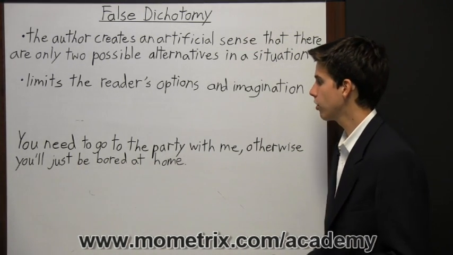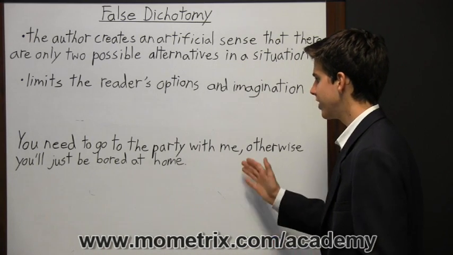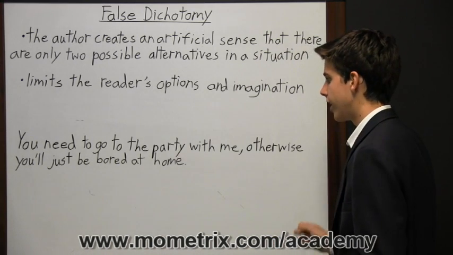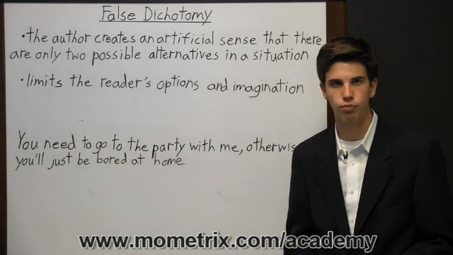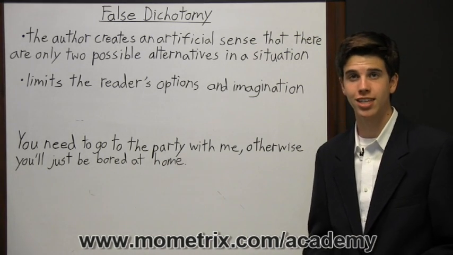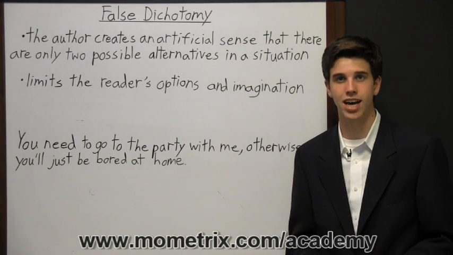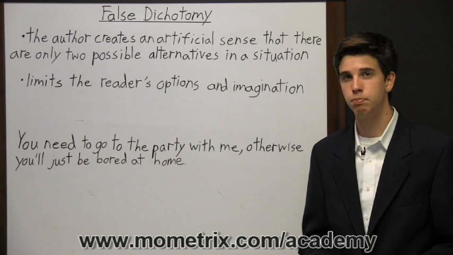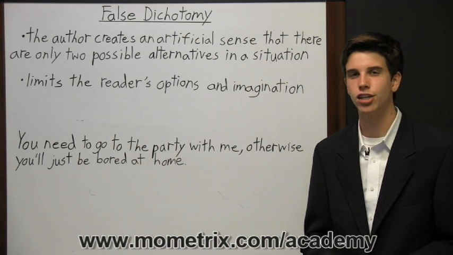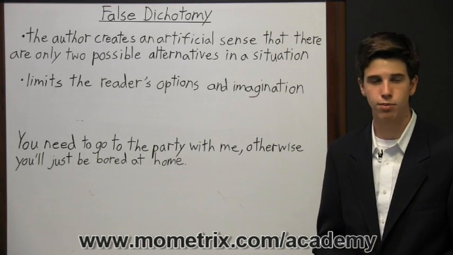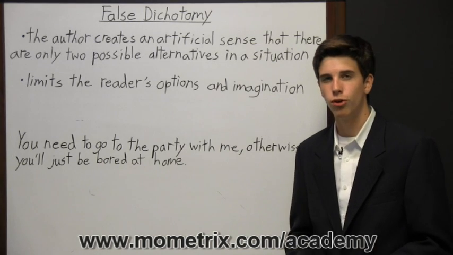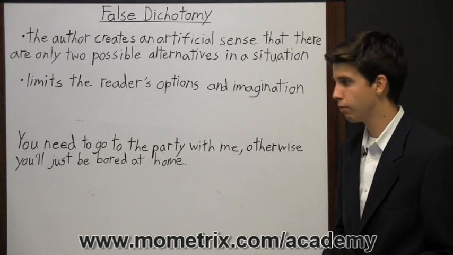Now, an example of false dichotomy is, "You need to go to the party with me, otherwise you'll just be bored at home." And so here, the speaker suggests that the only other possibility besides being at the party is being bored at home. This is not true, as it is perfectly possible to be entertained at home, or even to go somewhere other than the party.